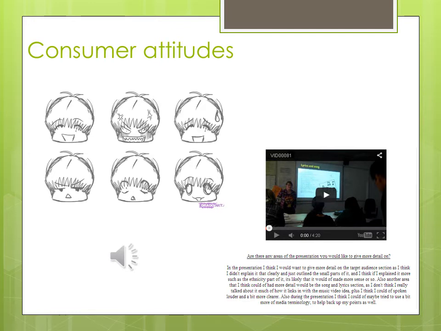I have used this during the planning stage of my music video, as I had to pitch my idea and then receive feedback from my peers on what they liked and disliked about it, and areas that I could improve upon.